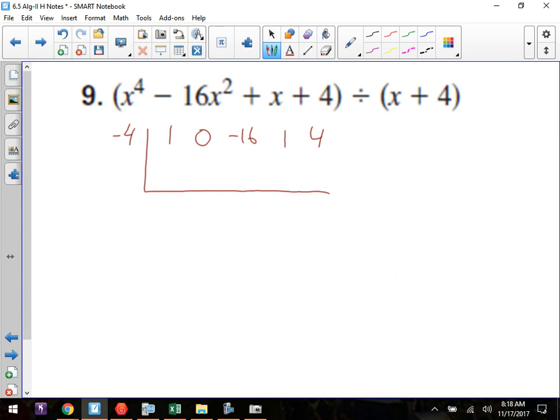First step is to bring the 1 down. What's -4 times 1? -4. -4 plus 0. -4 times -4. -16 plus 16. -4 times 0. 0 plus 1. And then -4 times 1.